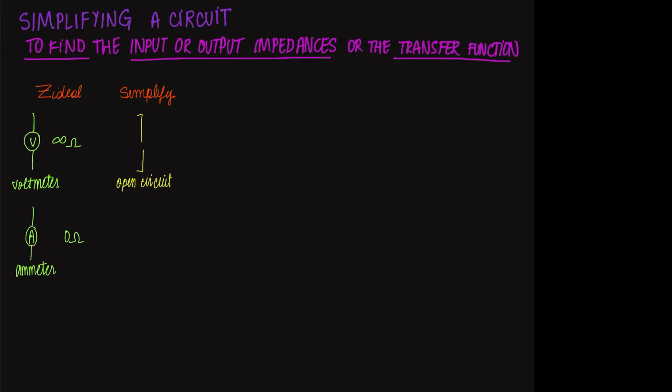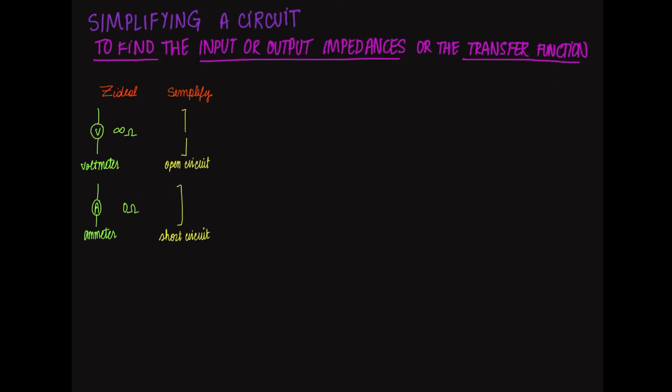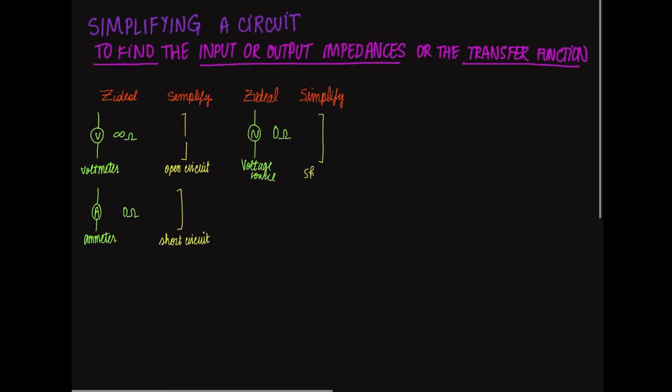Remember that a circuit may present itself with either a voltmeter, an ammeter, a voltage source, or a current source at its input or output. These inputs and outputs will simplify differently, all depending on the ideal impedance of that element. For example, since the ideal impedance of a voltmeter is very large, the voltmeter can simplify to an open circuit. And since the ideal impedance for an ammeter is quite small, near zero, the ammeter can simplify to a short circuit.